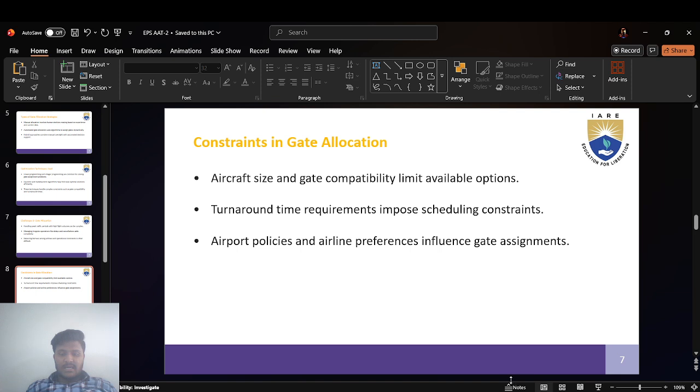Okay, constraints in gate allocation. Handling peak traffic periods with high flight volumes means dealing with times when many flights are arriving and departing at the same time. This is tricky because there are only a limited number of gates and resources at the airport. If too many flights need the same gate or runway at once, it can cause delays or confusion. So airport staff and systems need to carefully plan and manage everything to keep operations smooth.